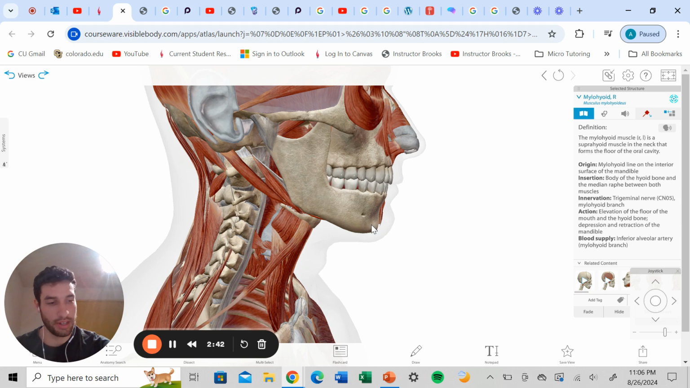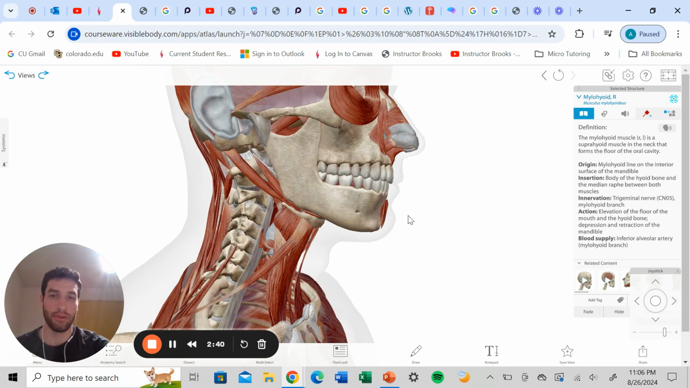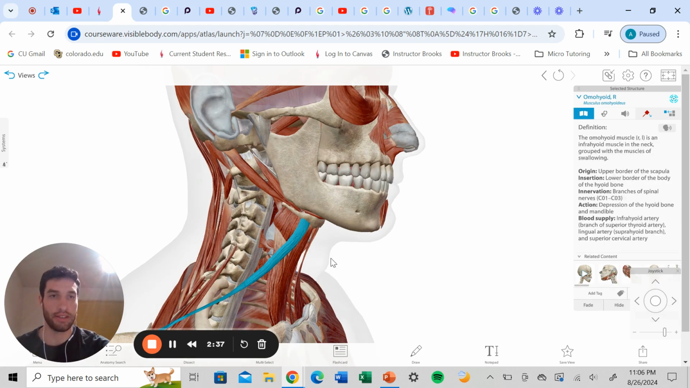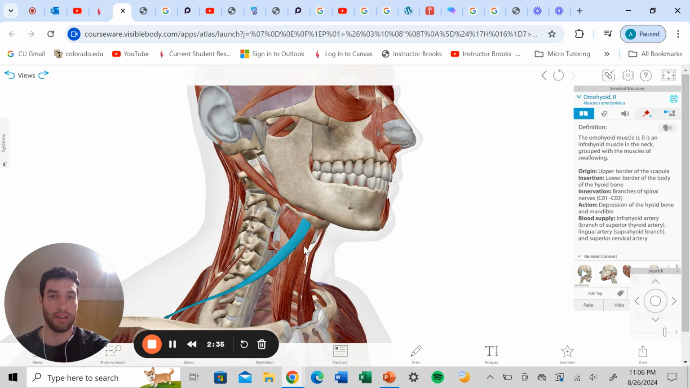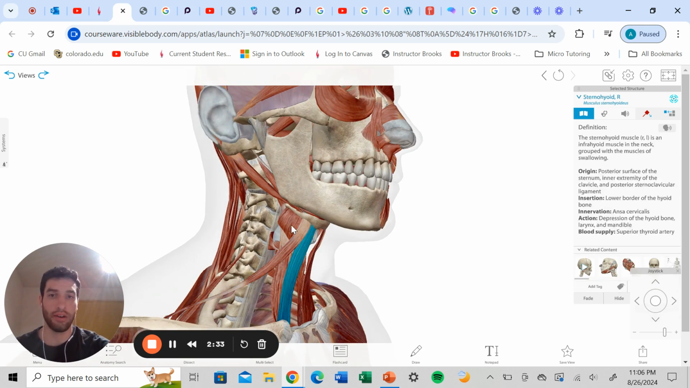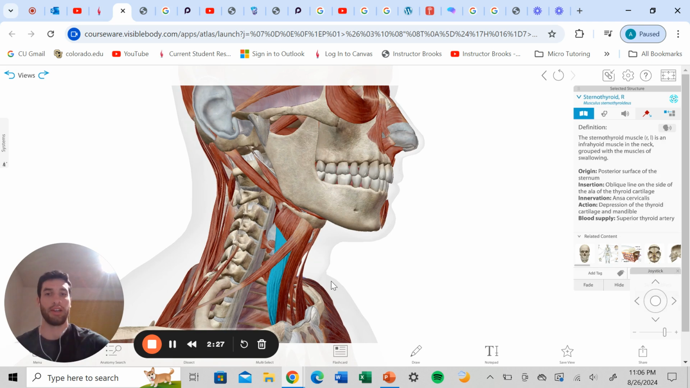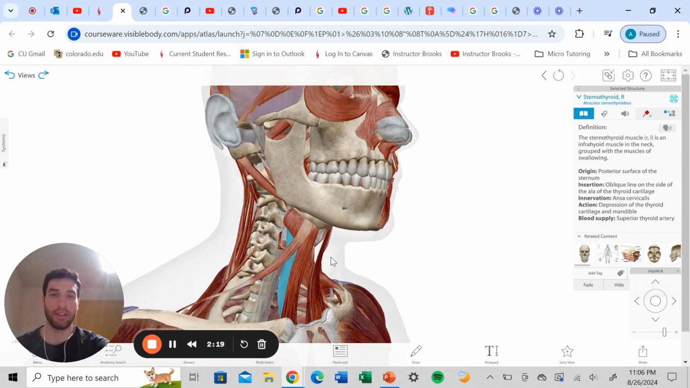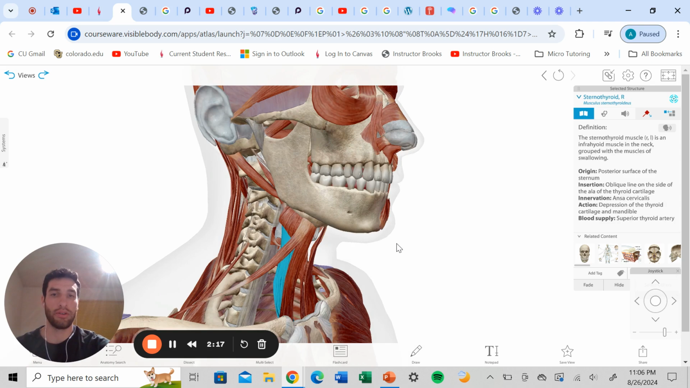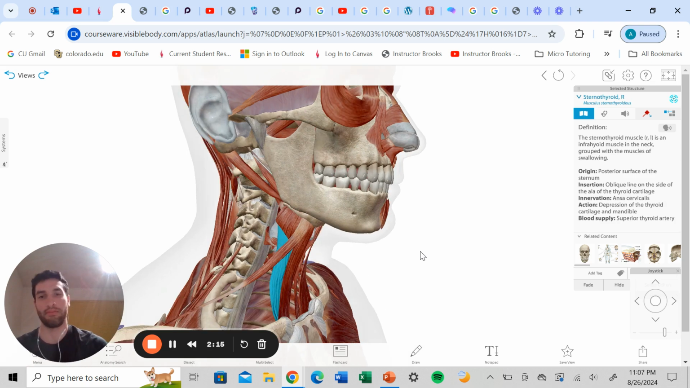So then infrahyoids, again, they're going to have different origins, but it's going to be the omohyoid, sternohyoid, thyrohyoid, and sternothyroid is going to be a little deeper. Again, they'll all have different origins, but they're all going to insert on the hyoid bone, and then all pretty much have different innervations. So what do these muscles do?